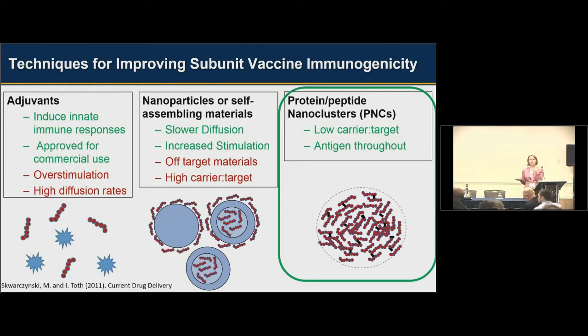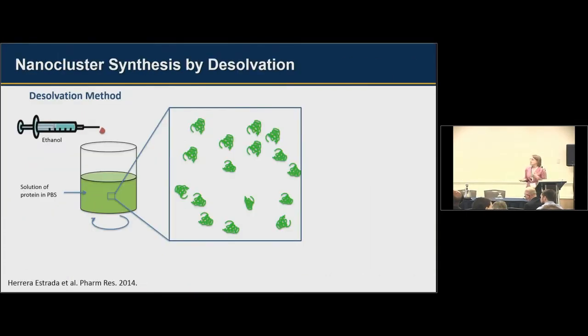First, I'll go over generally how we make these and some of the benefits that we've seen in a number of systems, because we've made these from a lot of different antigens. And then in the second half of the talk, I really want to focus on flu and the progress that we've made in developing vaccines using this method, using different flu antigens with the ultimate goal of producing a broadly protecting vaccine.